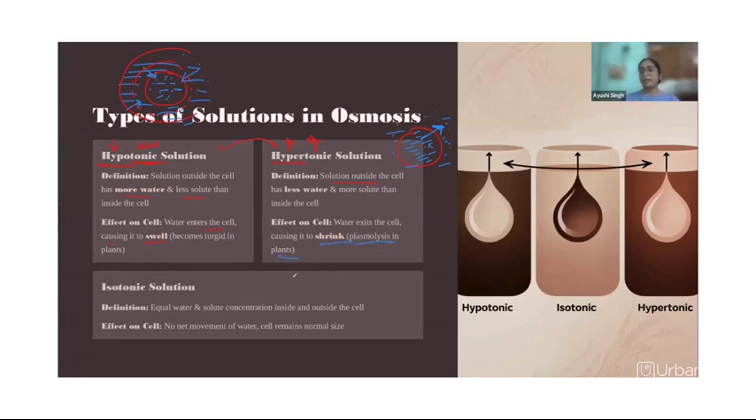That is what we call plasmolysis in plants. Now, these things actually help us to make pickles and all. We will discuss how that is useful, okay? And isotonic solution: equal water and solute concentration inside and outside the cell. That means the water content here is the same, and it is also the same outside as well. Okay, and the solute content is almost the same.